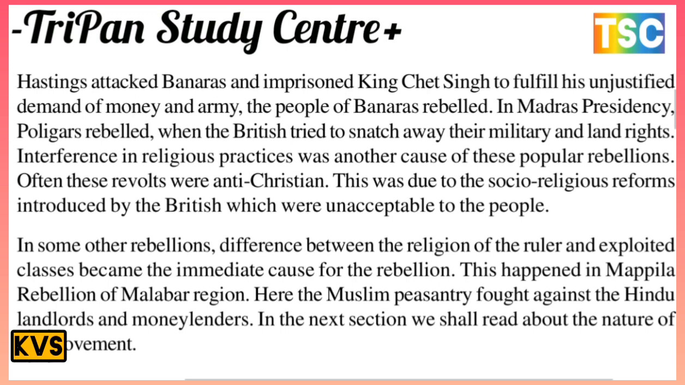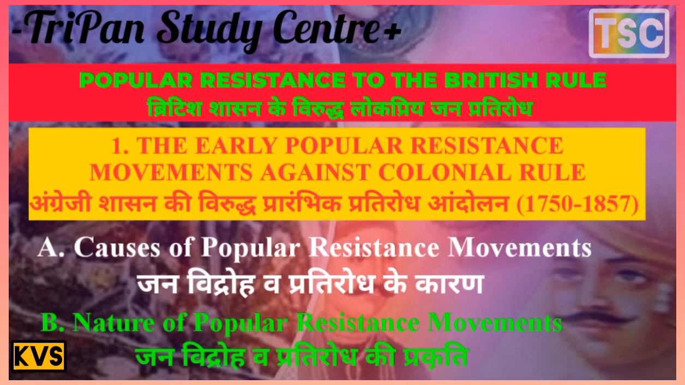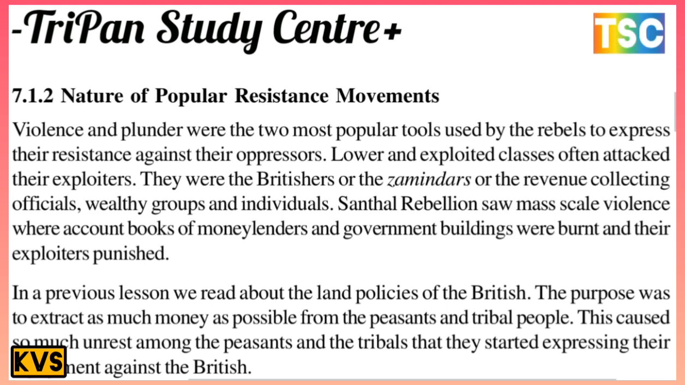In the next section, we shall learn about the nature of these movements. The next important point is the nature of popular resistance movements. Violence and plunder were the two most popular tools used by the rebels to express their resistance against their oppressors. Lower and exploited classes often attacked their exploiters, whether a Britisher, the zamindar, the revenue collecting officials, or wealthy groups and individuals.